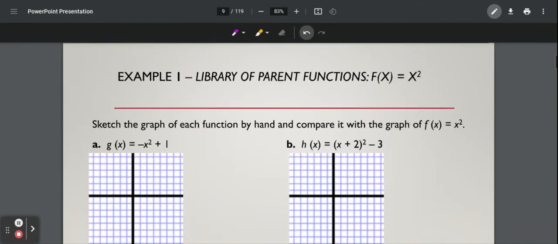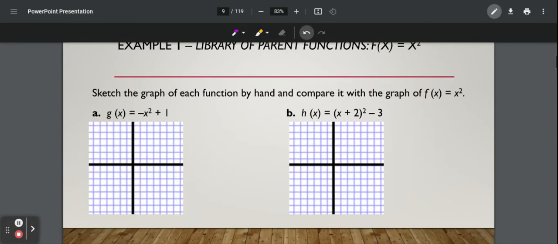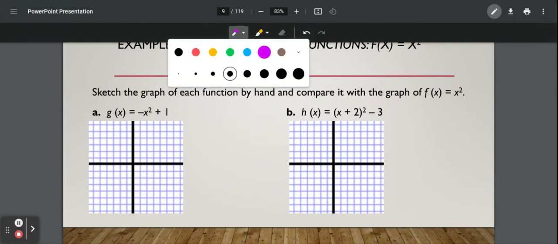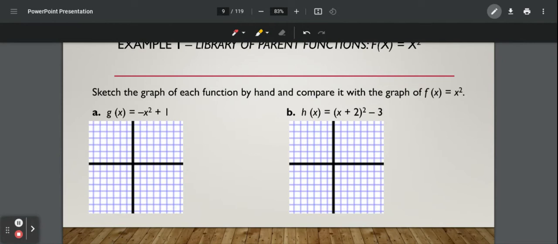So for this first example, just the idea of sketching the graph of these functions and comparing them with the graph of x squared. So first, if we were to sketch x squared, it would be at 0, 0, and then that 1, 1, and then 2, 4, and then we would have that reflection, right? So that y equals x squared would look like this.